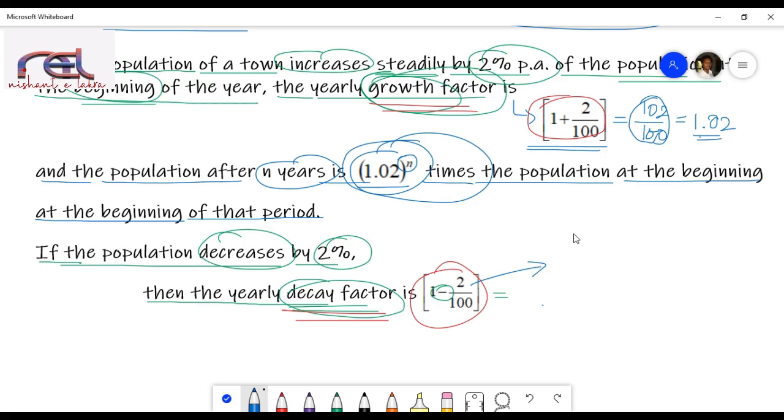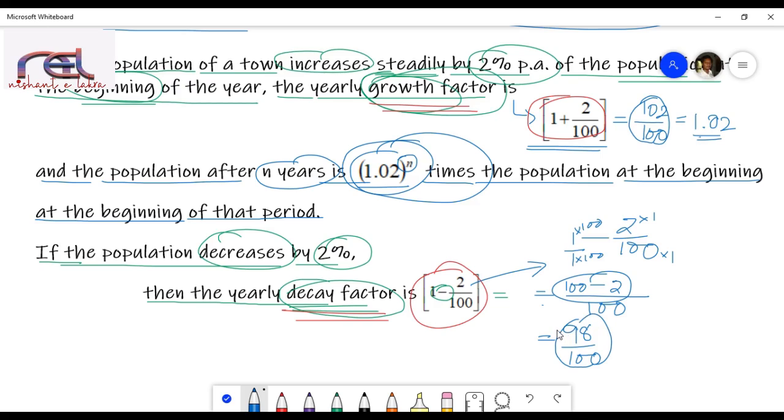Now let me explain how we calculated the decay factor. Decay means what? Decrease in population. Growth factor, increase in population. 1 minus 2 by 100, by default the first fraction will have 1 as denominator. LCM is 100, you know how to solve it, right? 1 into 100, you write 100. Now remember it's decay factor, so it will be minus. 100 into 1, so 2 into 1 is 2. 100 minus 2 will be how much? 98, right? 98 by 100. You can keep this fraction as it is, 98 by 100, or if you simplify it further, you will get 0.98. Okay, so 0.98 is the decay factor and growth factor is 1.02. I hope you have understood till here.